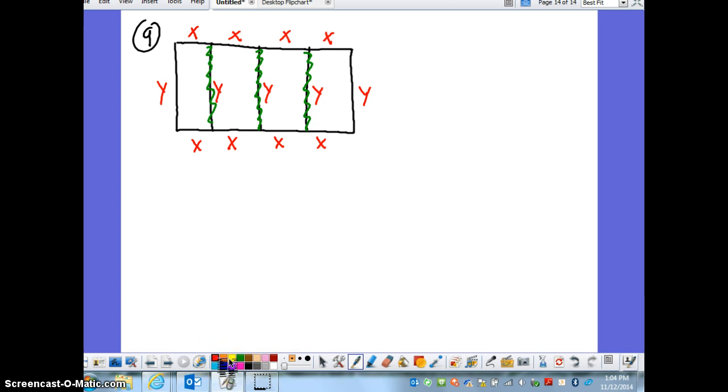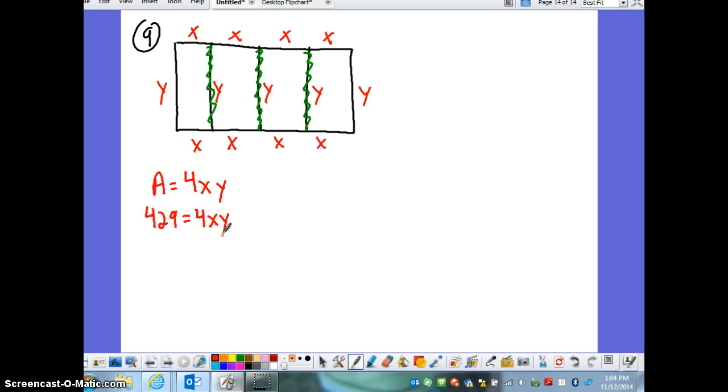And if I continue reading, it says if the area must be 429 square meters. Okay, so that 429 is actually for the entire fenced off region. So this is going to be my area. When I do this, the area here is going to equal, it's really 4x times y, since the entire area was given to me. So the 429 is equal to the 4xy, and I'm going to solve that for either x or y. And we'll determine that once we do our cost equation.